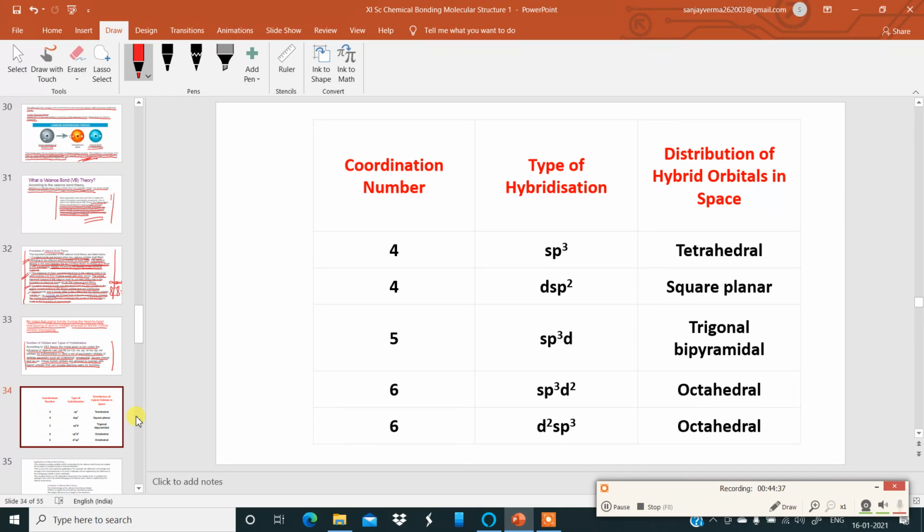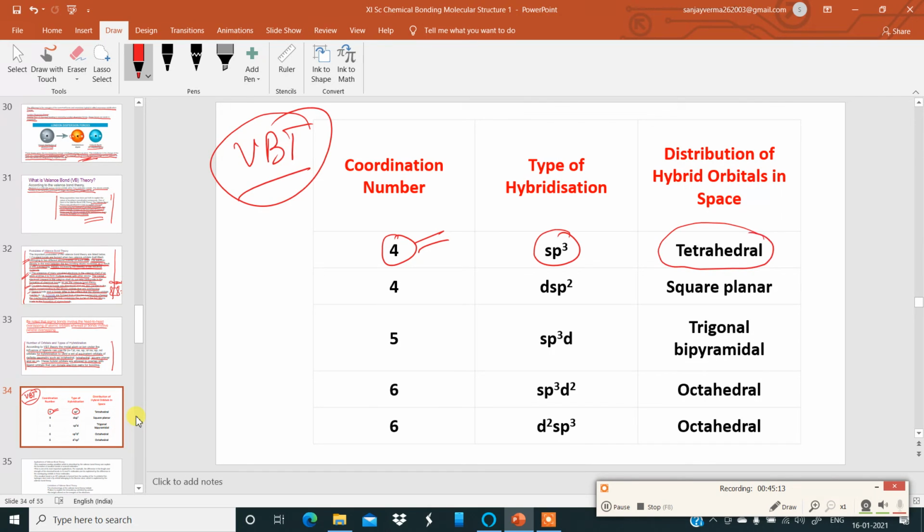Okay. So based on the valence bond theory, there is a chart over here which can help you predict or come to a conclusion about the type of hybridization and the distribution of hybrid orbitals in shape to give a definite kind of geometry in the compound. So if the coordination number is 4, meaning there are 4 ligands around the central atom, then the possible type of hybridization is sp3, one s orbital and 3 p orbitals intermixing with each other to give a tetrahedral geometry of the molecule.